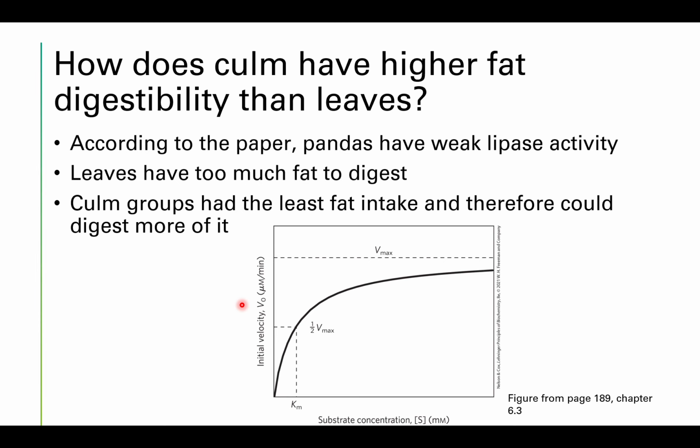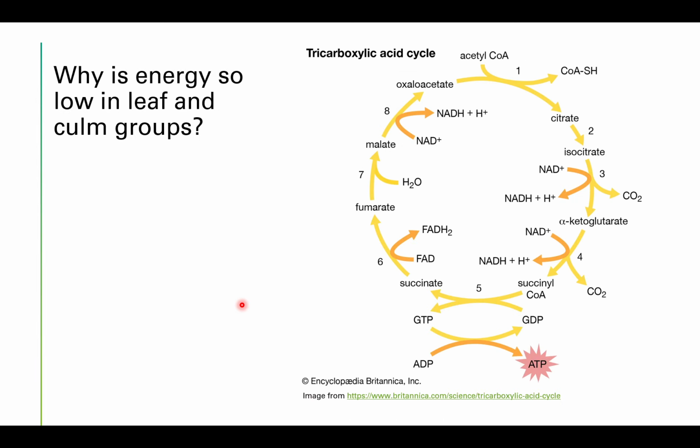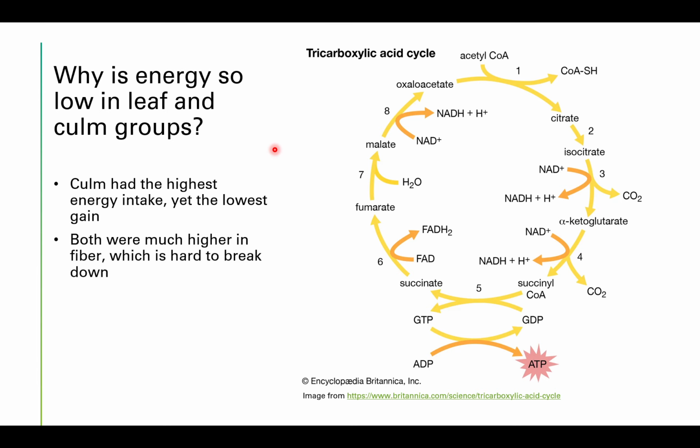Another negative with both of these groups is that they were low in energy, as mentioned before. So why would they be so low in energy? Culm had the highest energy intake, yet it had the lowest gain. It was working at an energy deficit. Well, what the scientists believe is that since these two were both much higher in fiber, which is a very hard thing to break down, both physically and once it gets into our bodies, it's demanding a lot more energy.